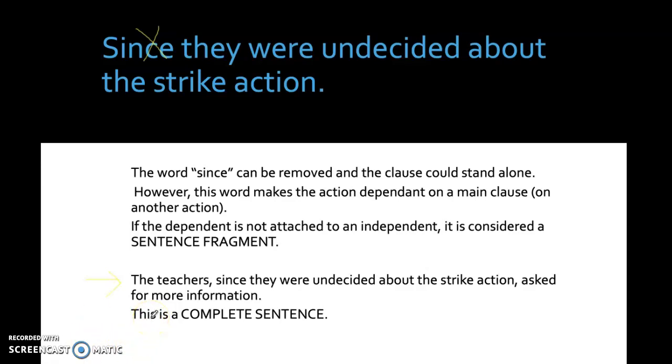Now, other ways of arranging this. The teachers asked for more information since they were undecided about the strike action. Or, since they were undecided about the strike action, comma, the teachers asked for more information. Those are all great ways to arrange that sentence, but they all emphasize different information. And this is where style comes in. If you want to emphasize that the teachers asked for more information, you're going to put the teachers first. If you want to emphasize that they were undecided, you're going to put since they were undecided first. It depends on the tone that you're writing from.